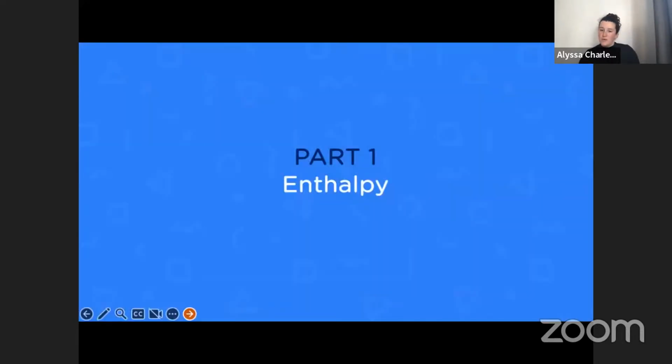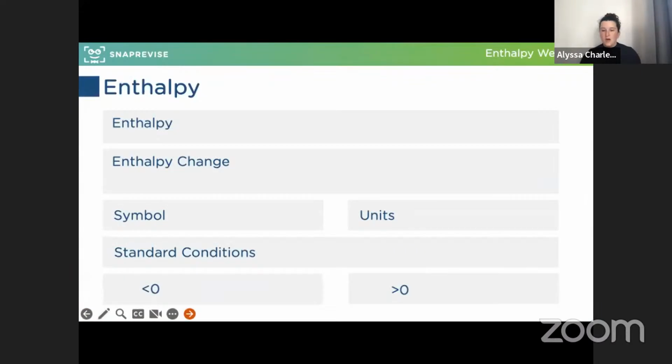So part one, we're going to chat about enthalpy. What is enthalpy? Why is it important to us? What is it? What are we measuring? What is enthalpy? And therefore, what is an enthalpy change? Does anybody know? What is enthalpy?